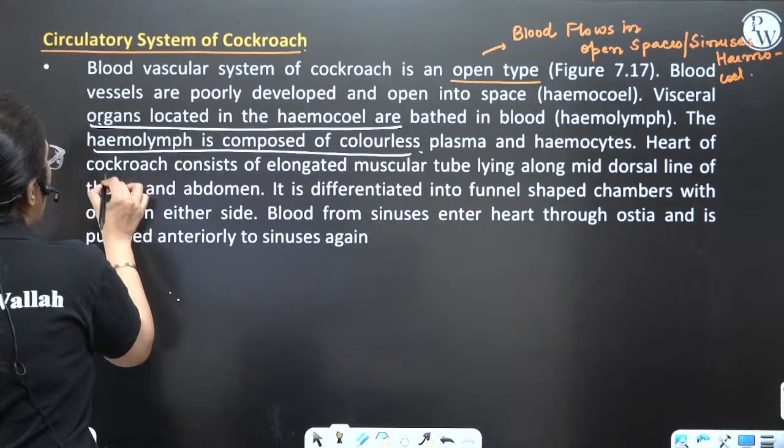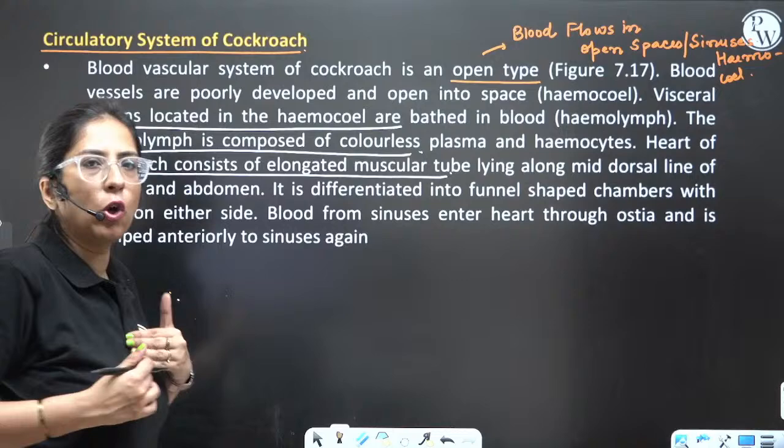The heart of the cockroach consists of a muscular tube running along the mid dorsal line from the thorax to the abdomen, like this.